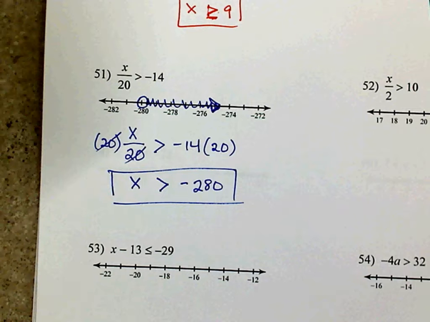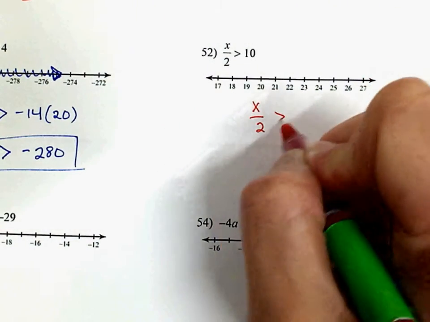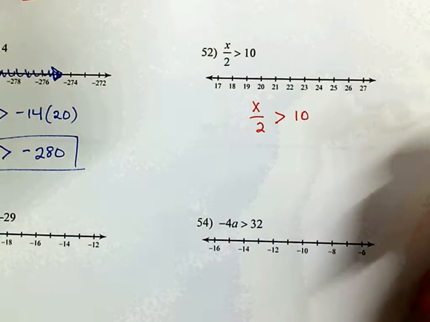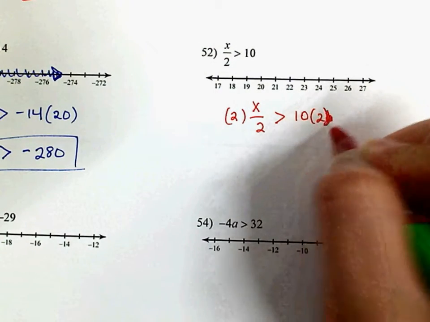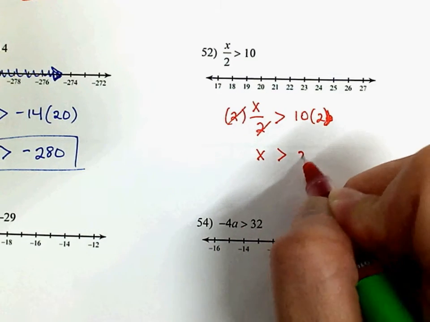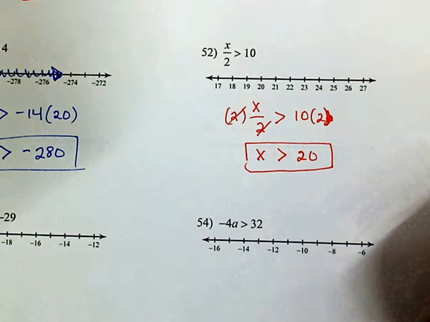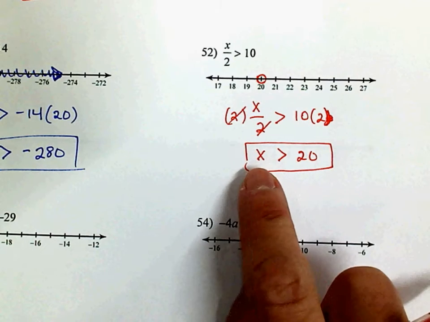Okay, number 52. You guys are doing good. X divided by 2 is greater than 10. Okay? What do we do? By what? By 2. Multiplied by 2. Cancel. X. Keep your sign. 10 times 2 is 20. Open or close at 20? Open. Okay. Read. X is what?